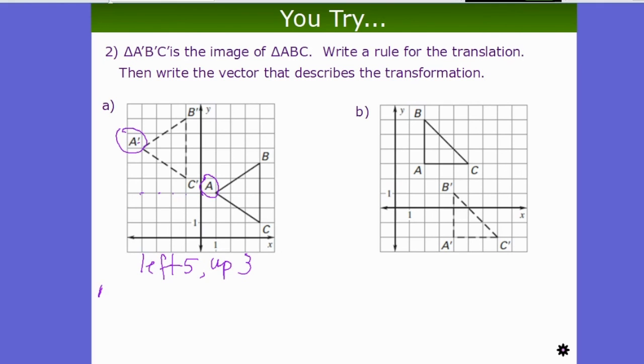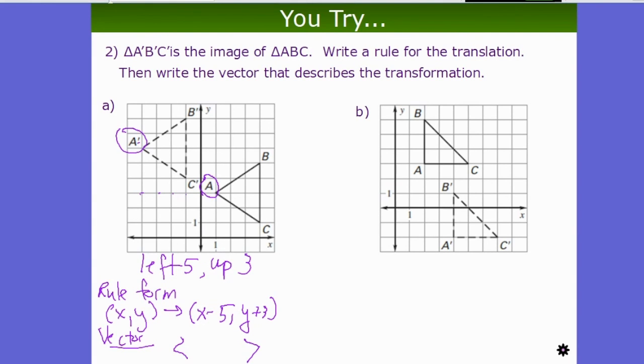So if I'm writing this in rule form, we start with any (x, y) in the preimage. What do we do to the preimage points? Well, we went left 5, and left is a subtract direction, so we subtract 5. Then we went up 3, and up is the positive direction, so we add 3 to the y. And that's the rule form. If you want this in vector form, not that difficult. You just look at what you do once you're at the point. You go left 5, and then you go up 3.